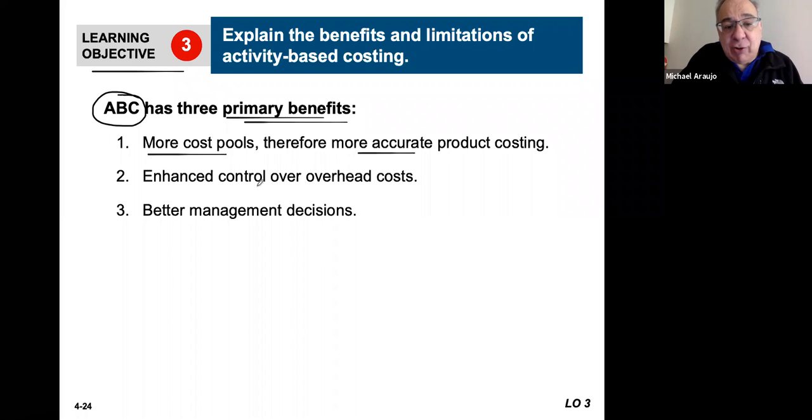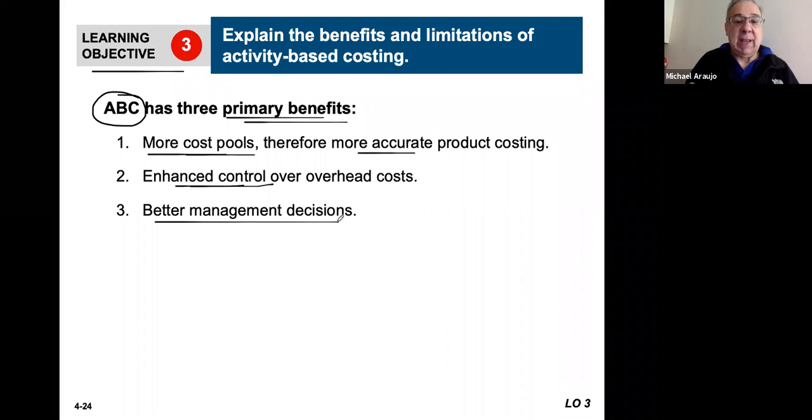What does that do? Well, because you have a lot more detail, it actually gives you more control over the costs, particularly overhead costs. And that's super important because you want to keep your costs as low as possible without affecting the quality of whatever you're making. And because you have more data, more cost pools, you can make much better decisions if you're a manager. You can be more specific and more confident that the decisions will pay off, hopefully lowering those costs or keeping them under control without affecting the quality of your product.